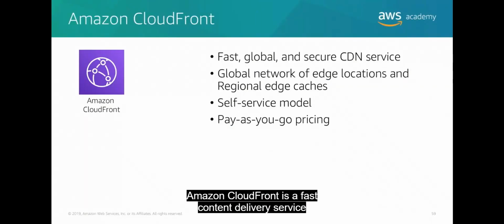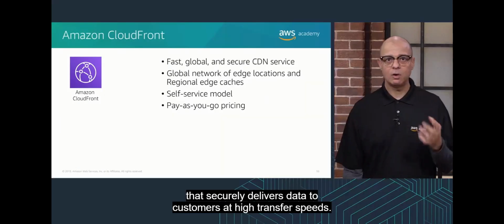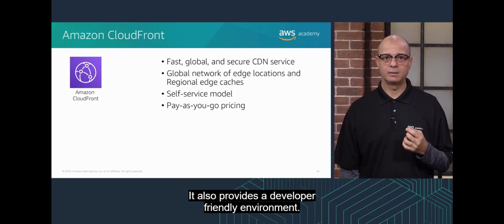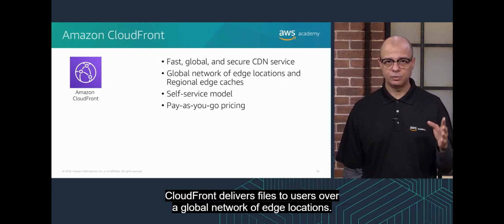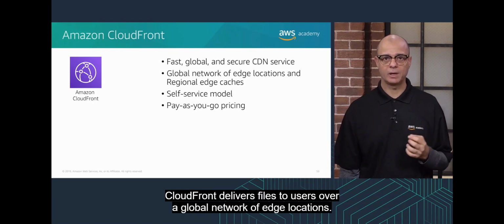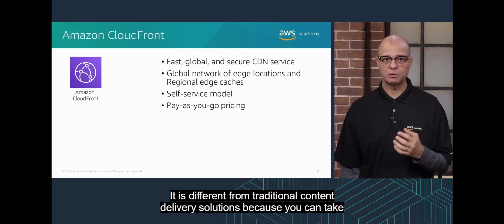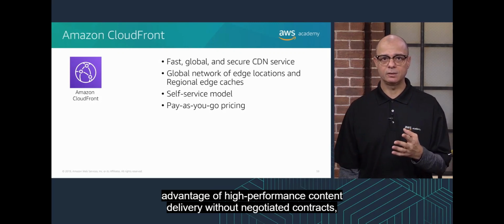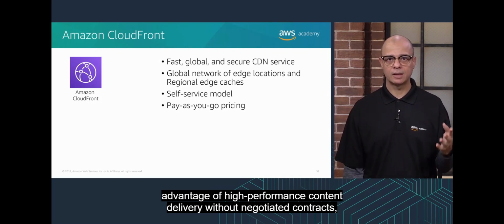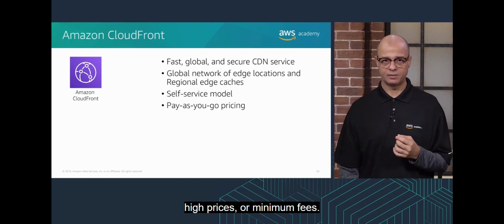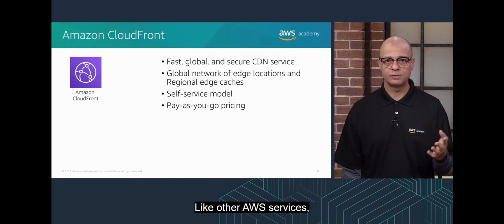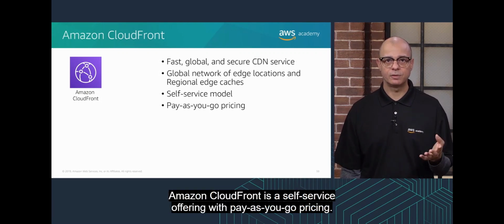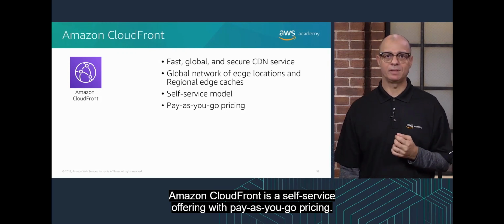Amazon CloudFront is a fast content delivery service that securely delivers data to customers at high transfer speeds. It also provides a developer-friendly environment. CloudFront delivers files to users over a global network of edge locations. It is different from traditional content delivery solutions because you can take advantage of high-performance content delivery without negotiated contracts, high prices, or minimum fees. Like other AWS services, Amazon CloudFront is a self-service offering with pay-as-you-go pricing.